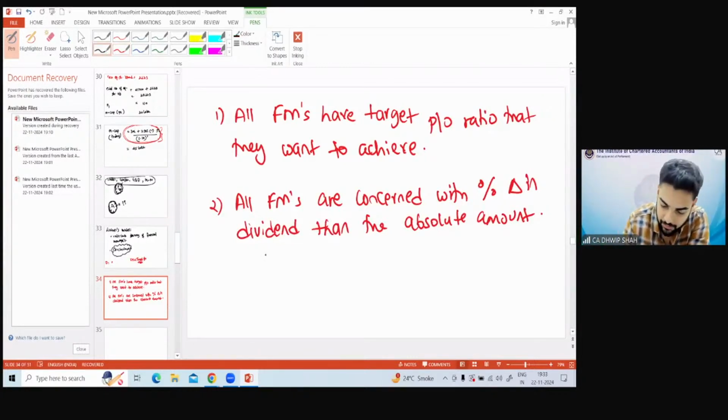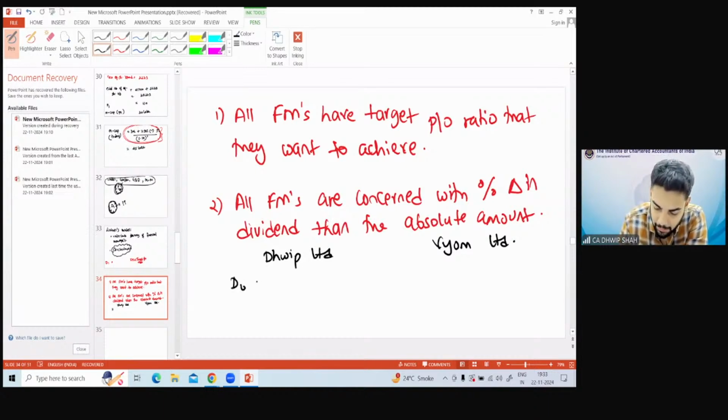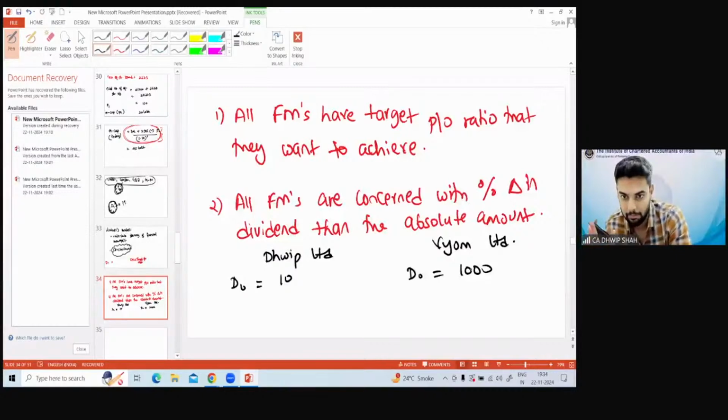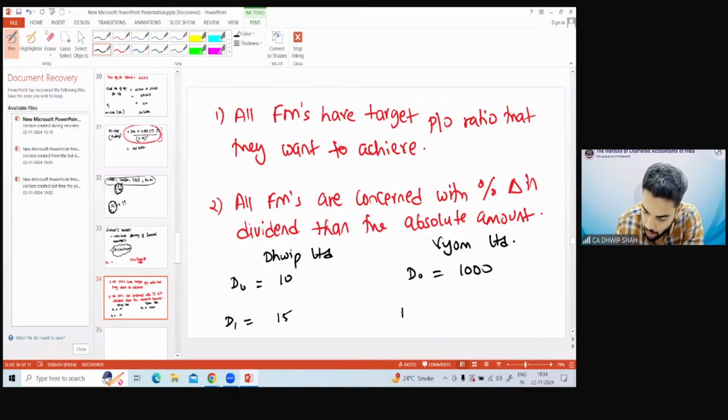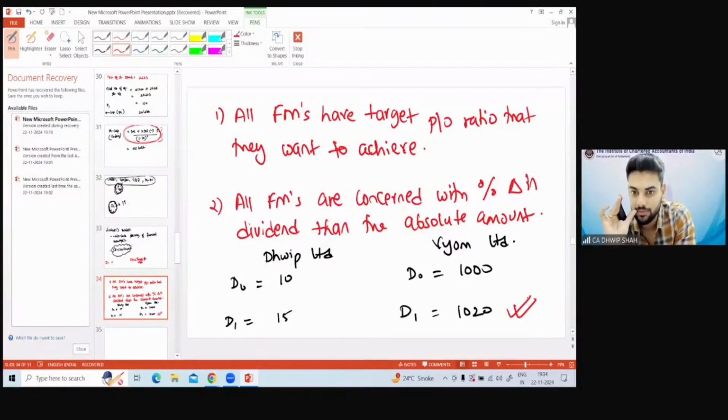Let's say there are two companies, Dweep Limited and Vyom Limited. Dweep Limited's last dividend paid was ₹10. Okay? And Vyom Limited paid a last dividend of 1000. So in absolute amount, Vyom Limited is paying a higher amount of dividend. Now, if Dweep Limited plans to pay 15 rupees of dividend in the current year, and Vyom Limited expects to pay 1020 of dividend in the current year, in absolute amount, Vyom Limited is paying a higher amount of dividend. Yes or no? Yes, correct.